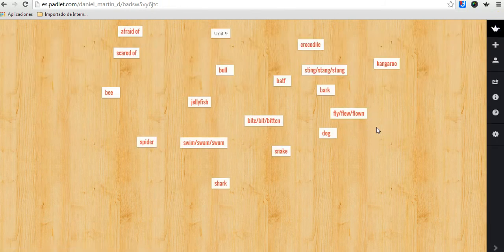Or which insect might sting you? The bee. Or are you scared of any of these animals? Are you afraid of any of these animals? Also, we can notice that we have placed irregular verbs here, lots of words for animals. This is just an example of something you can do with vocabulary coming from the textbook. But it could be anything, really, and you could retrieve these Padlets from time to time to provide vocabulary revision in the classroom, standing in front of the students.